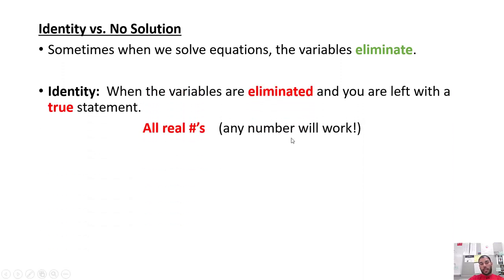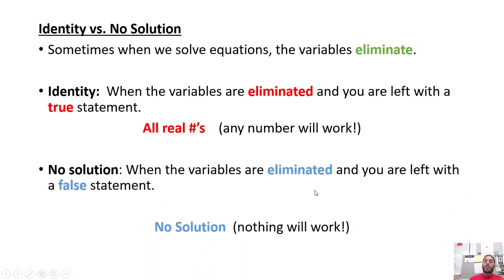So the first thing that could mean is you have the identity. This occurs when the variables are completely eliminated, you're left with just numbers on each side of your equal sign, but it spits out a true statement, something like 2 equals 2. If that's the case, then your solution is going to be all real numbers. What that means is you can plug in any number you want into that equation, and it's going to spit out a true statement.